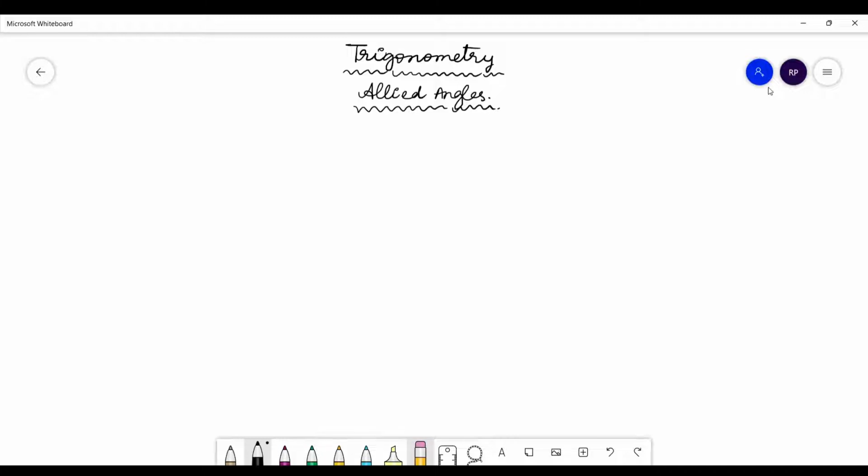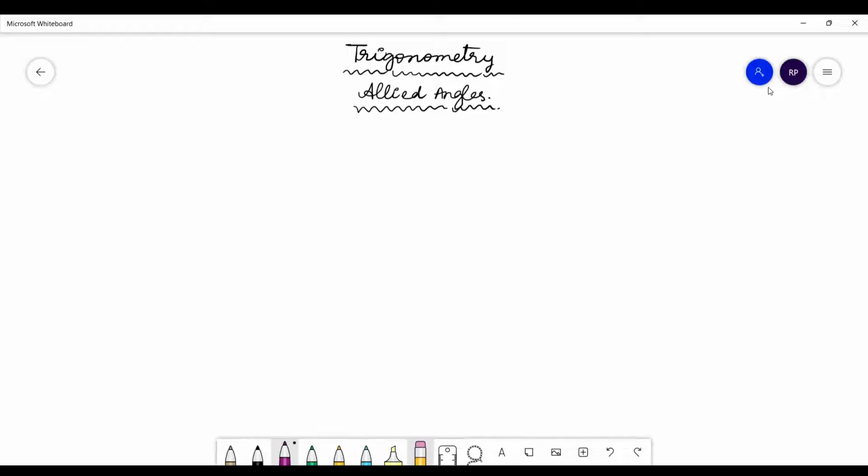So today let us look at a small topic that is allied angles from the chapter Trigonometry. Very important, we use it in many questions of trigonometry, whether it is proving something or finding the value of any sine function, etc. Right? So what is this allied angle?